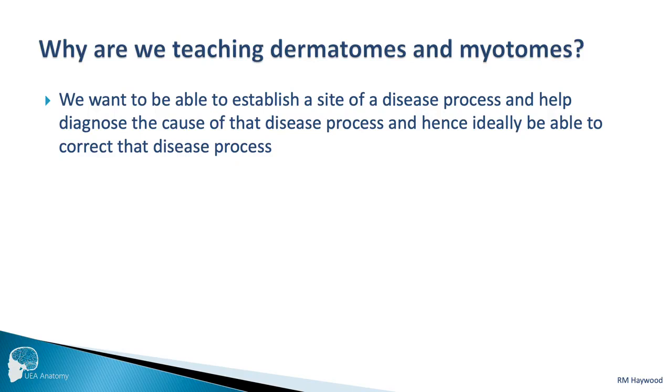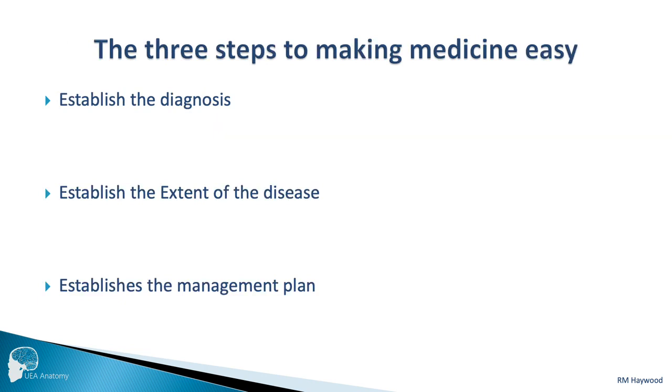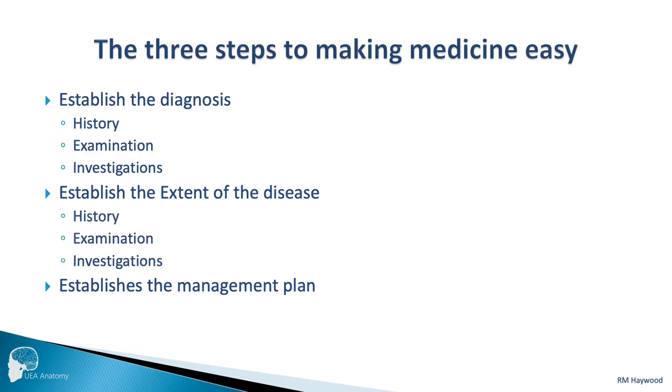Hopefully some of you heard my 3 rules of medicine in the past. This is all we do in medicine and can be applied to all aspects of medicine. We establish the diagnosis by taking history, examining the patient, and maybe doing some investigations. We do the same to establish the extent of disease. Doing these 2 establishes the management plan. It really is this simple. But don't tell anybody else.